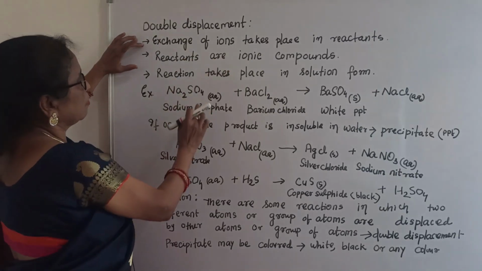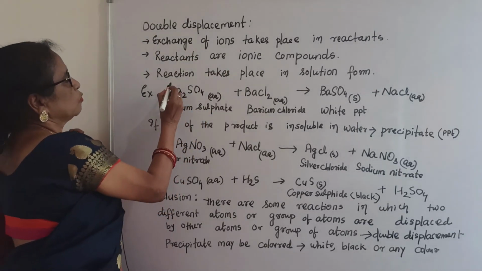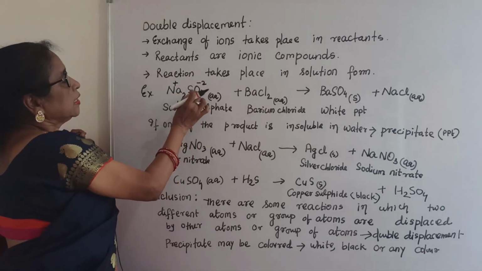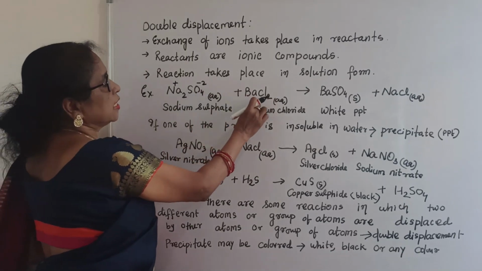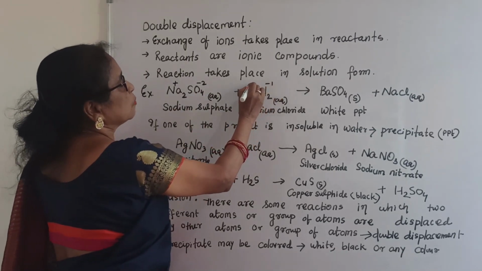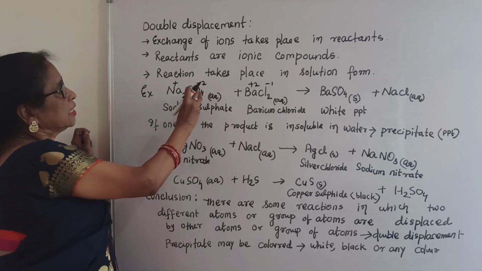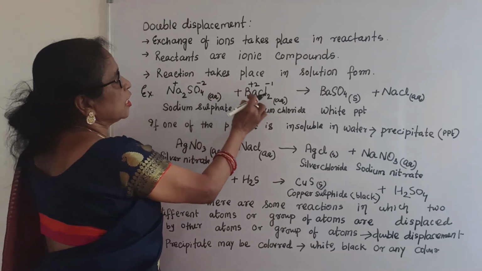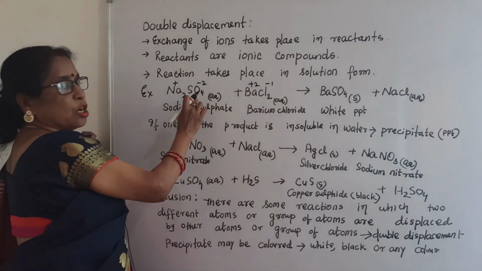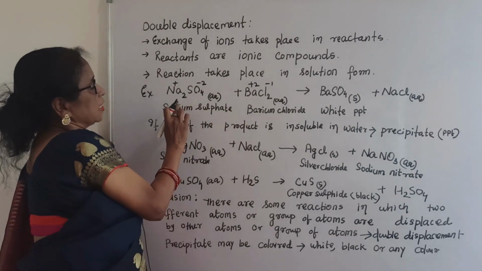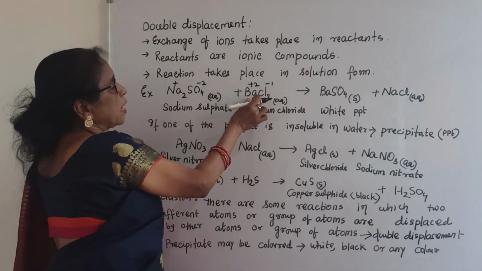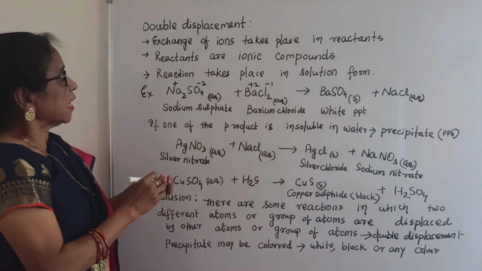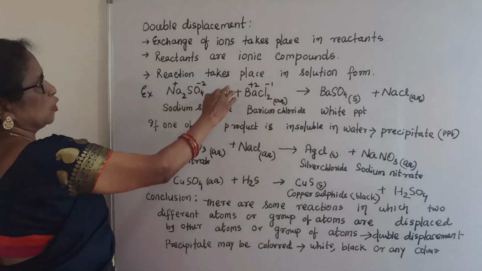And now what is here? You can see exchange of ions. So this is +1, and here it is -2. Now see, this is one group of ions, this is Cl -1 and it is +2. Now what happens here? Exchange of ions takes place. This ion goes to here, this ion comes to here, and this barium comes to here. That means exchange of ions takes place in reactants, and now it is in solution form.